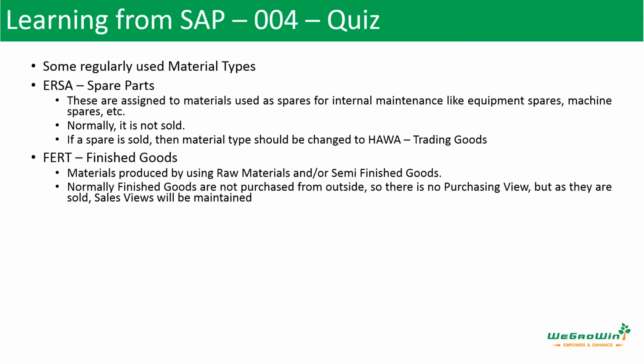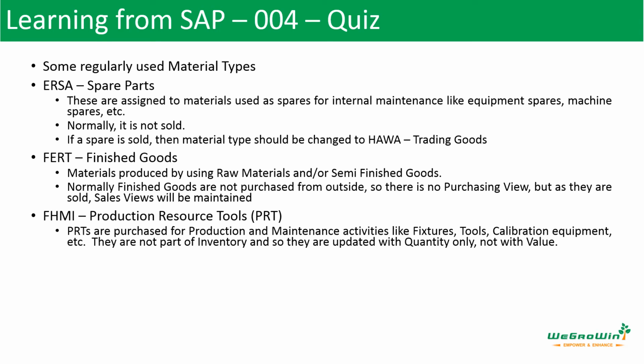FERT, finished goods. These are the materials produced from raw materials and semi-finished products. Normally finished products are not purchased from outside, so there is no need for a purchasing view, but they are sold, so the sales view has to be maintained. And also we need to have the accounting view for this, and the planning views MRP 1, 2, 3.